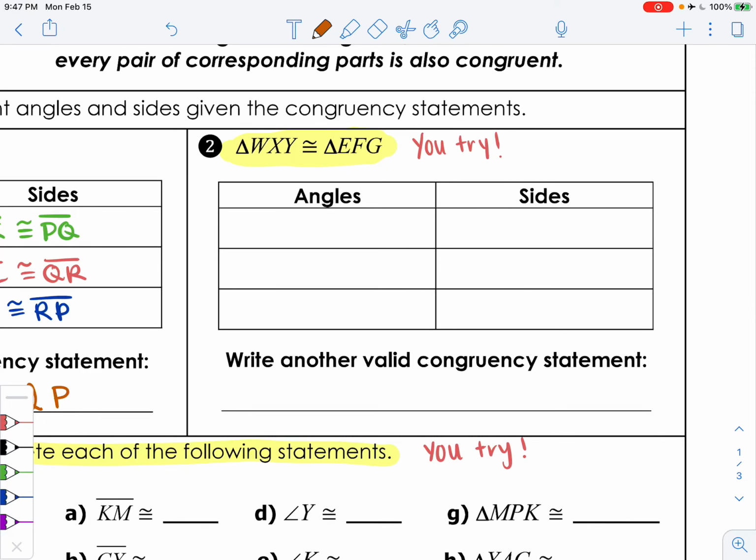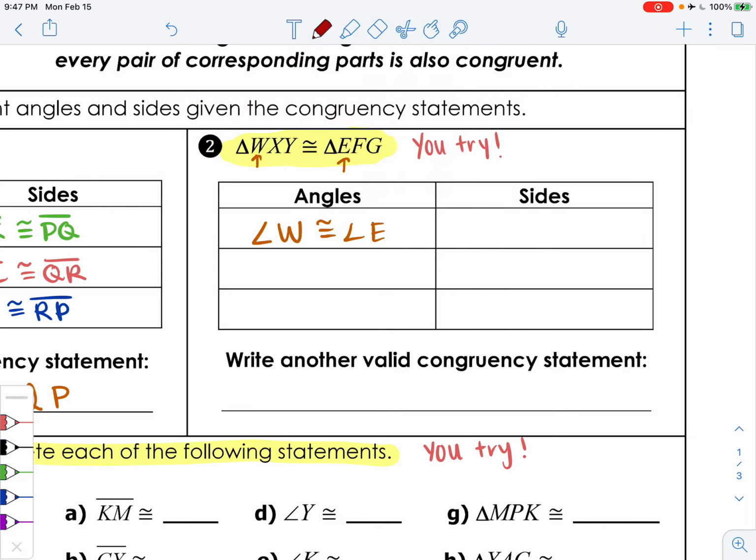Okay, let's go over these you try problems. So in the first one here, we've got this congruency statement, and we want to match up the corresponding angles and sides. I'm just going to start with the angles, going letter by letter. The first letter is W, and then the first letter here is E. So that means that angle W is congruent to angle E.